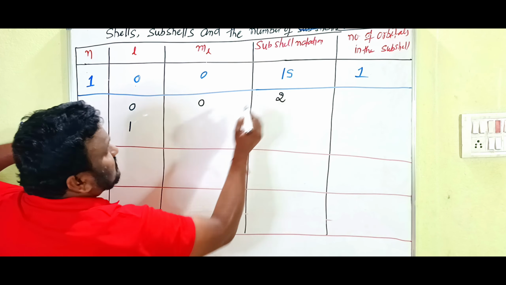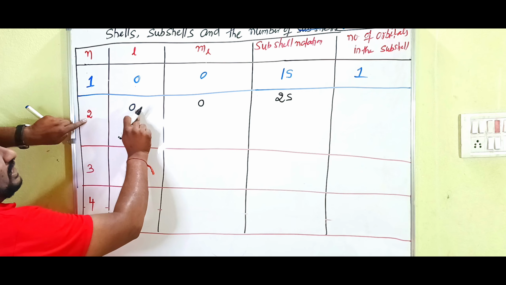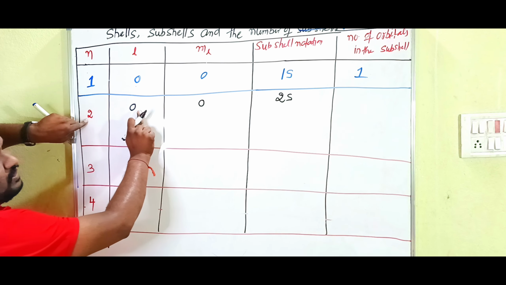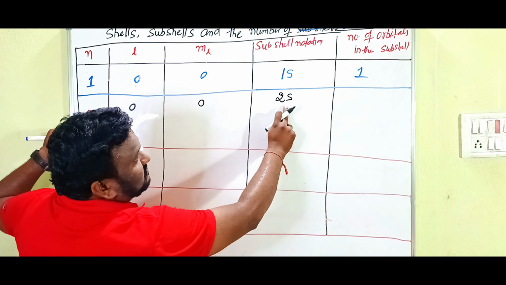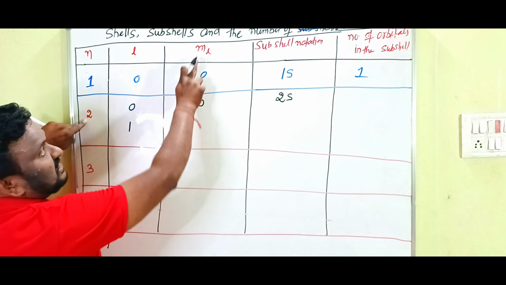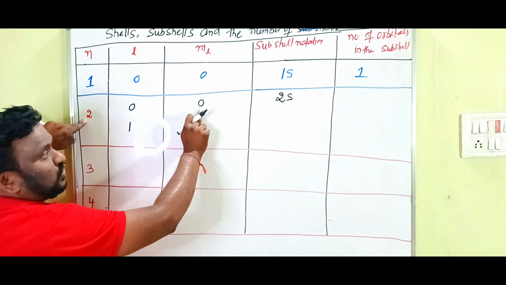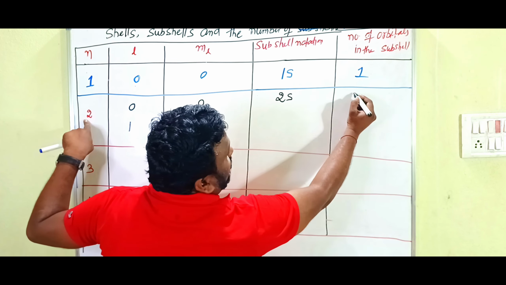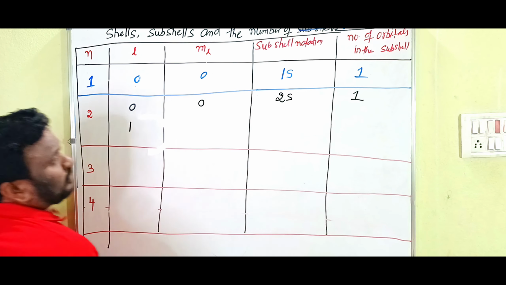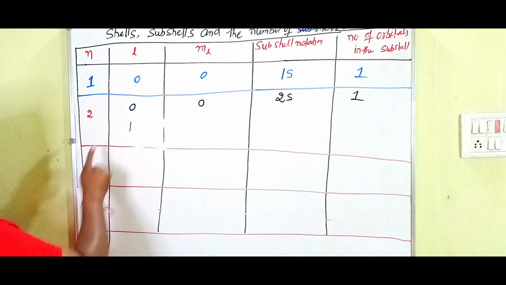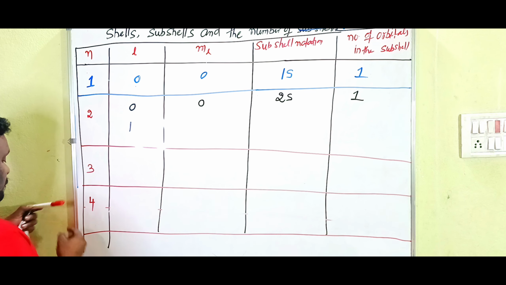Now the subshell notation, how can we write? It is the main shell 2 and l value is 0. l value 0 means s orbital, right? This is 2s. And ml is 0. 0 is also countable. That's why the number of orbitals is 1. Clear? So this is for l equal to 0.